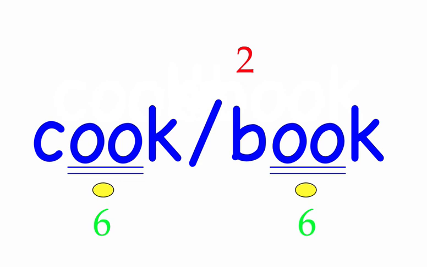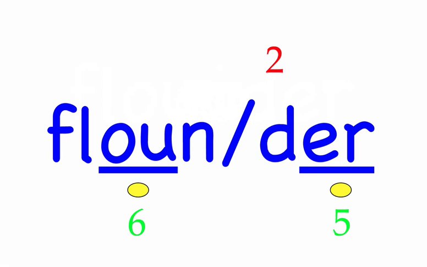Flounder. The troop began to flounder in the difficult terrain. Floun, four sounds: F, l, ow, n. Der, two sounds: D, r. Flounder. Mark the word.